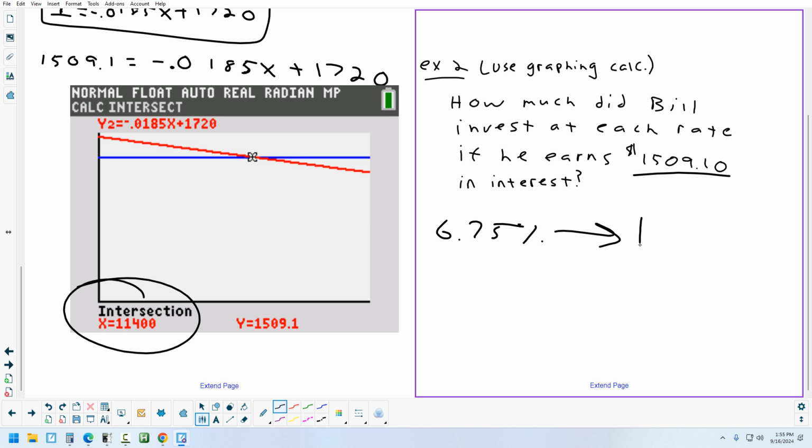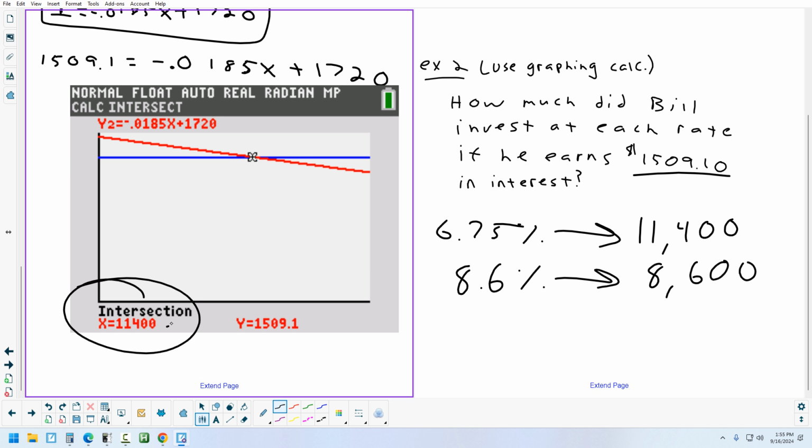So how much money does that leave for the account that had 8.6%? 8,600. Yep, because that's what's left over. So you just have to remember what that number represents. Sometimes I have to go back and just read the problem and see what it is. All right, so that's 2.1, and then the first part, just that one question in 2.2.